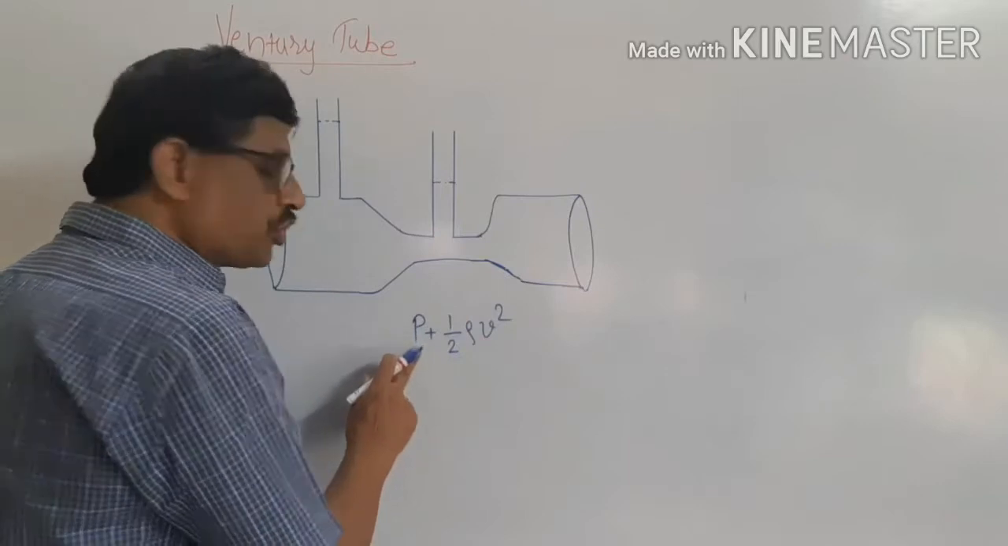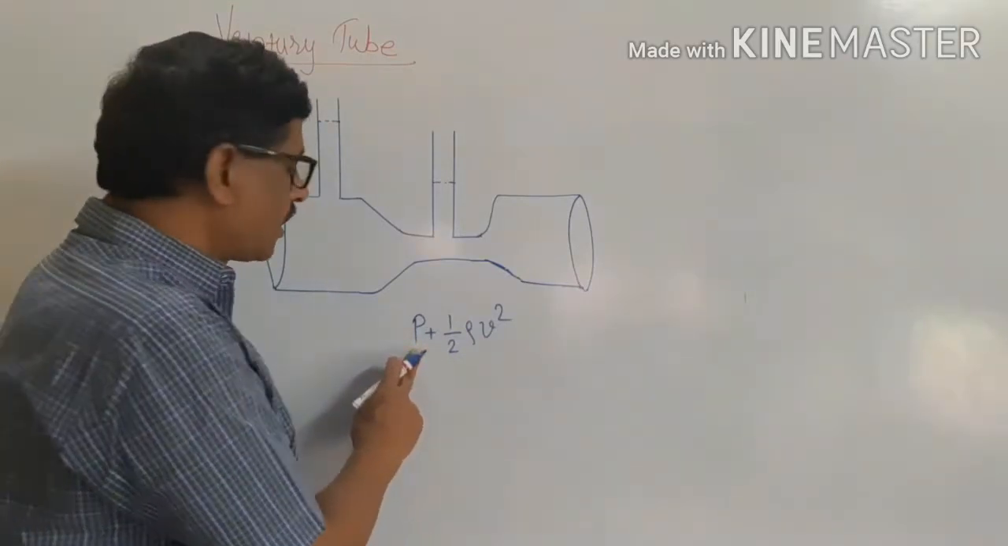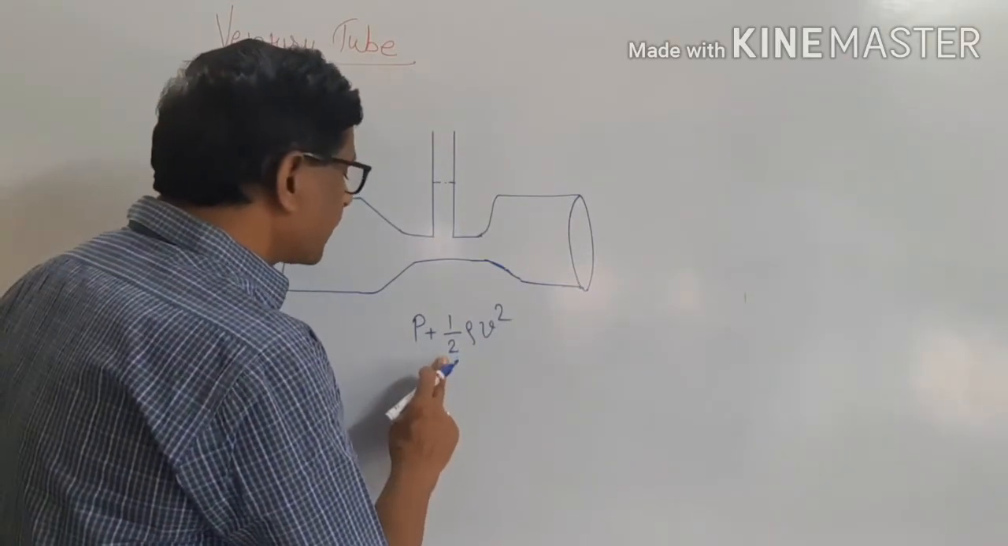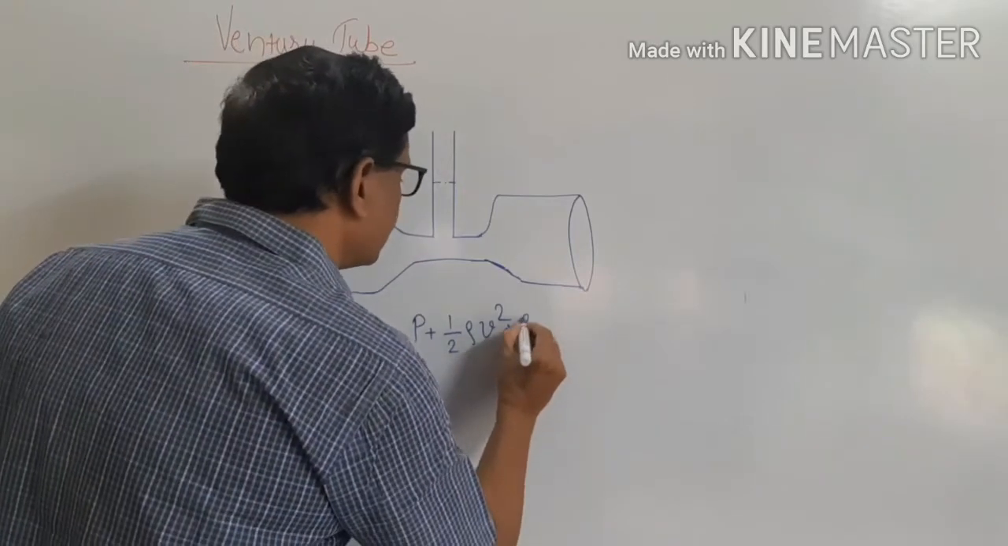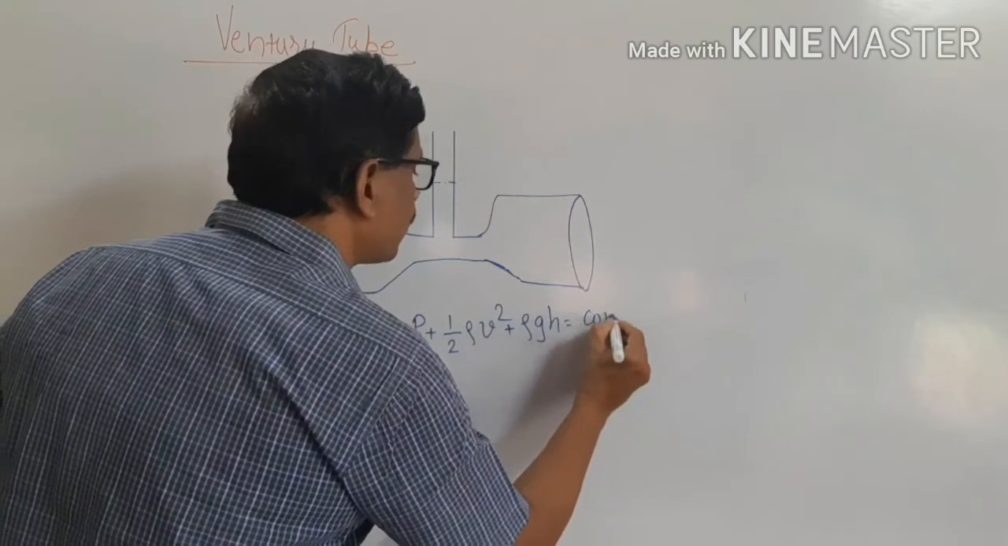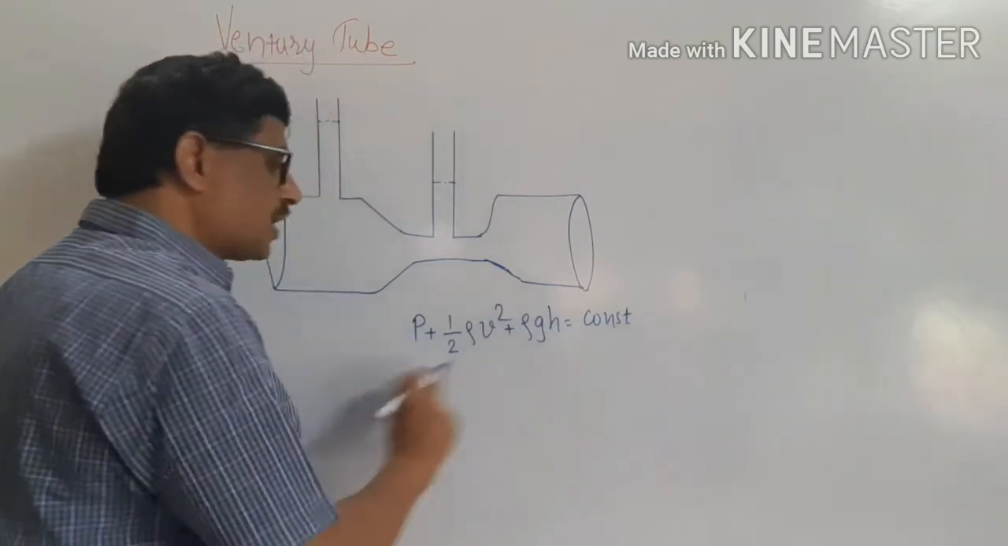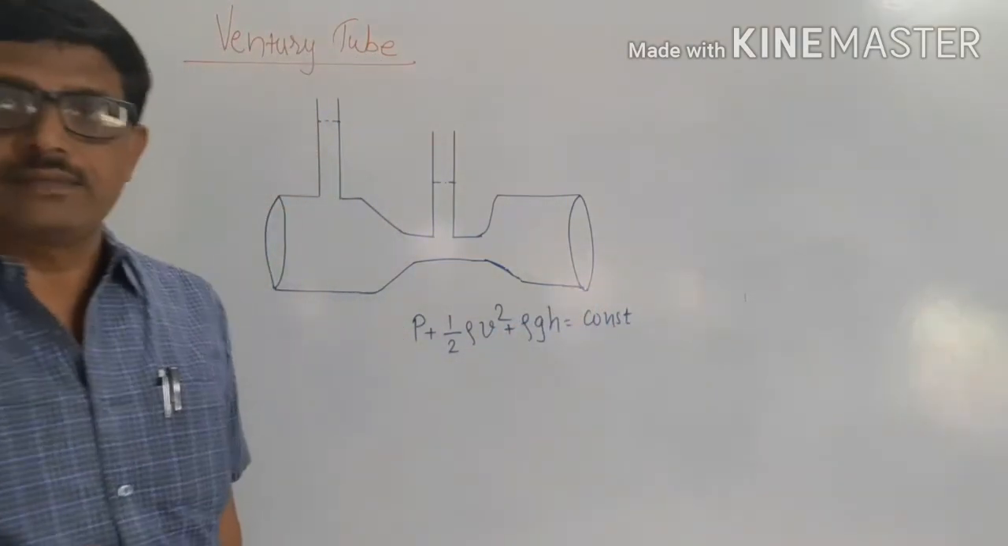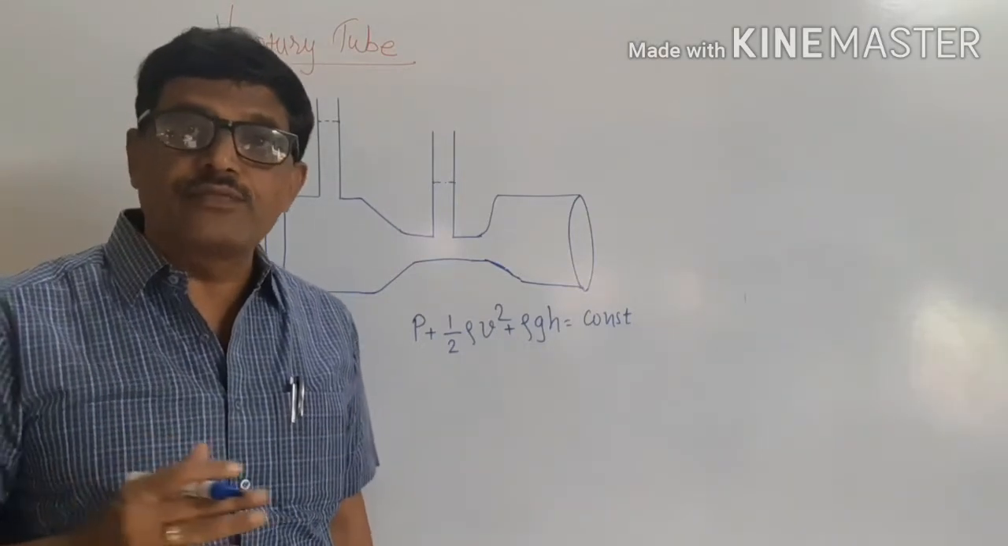that the pressure plus kinetic energy per unit volume plus potential energy per unit volume is a constant throughout the flowing fluid.